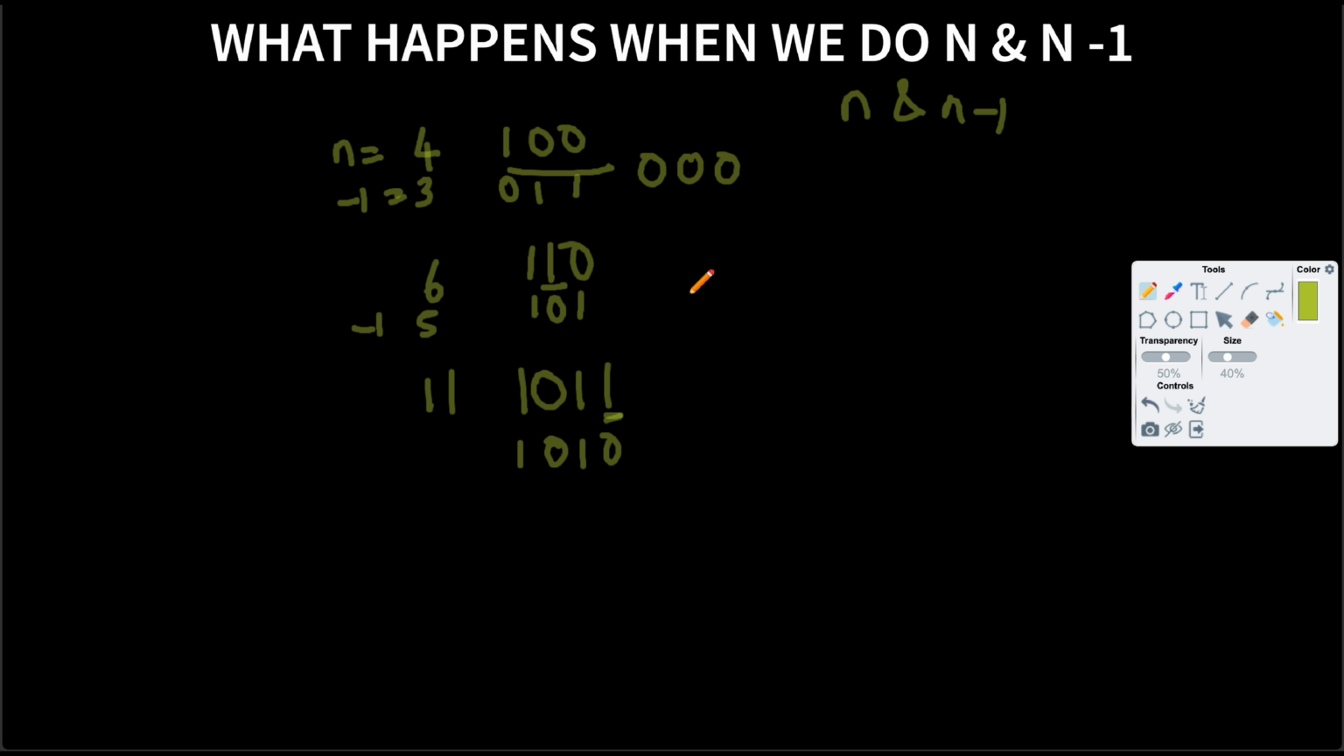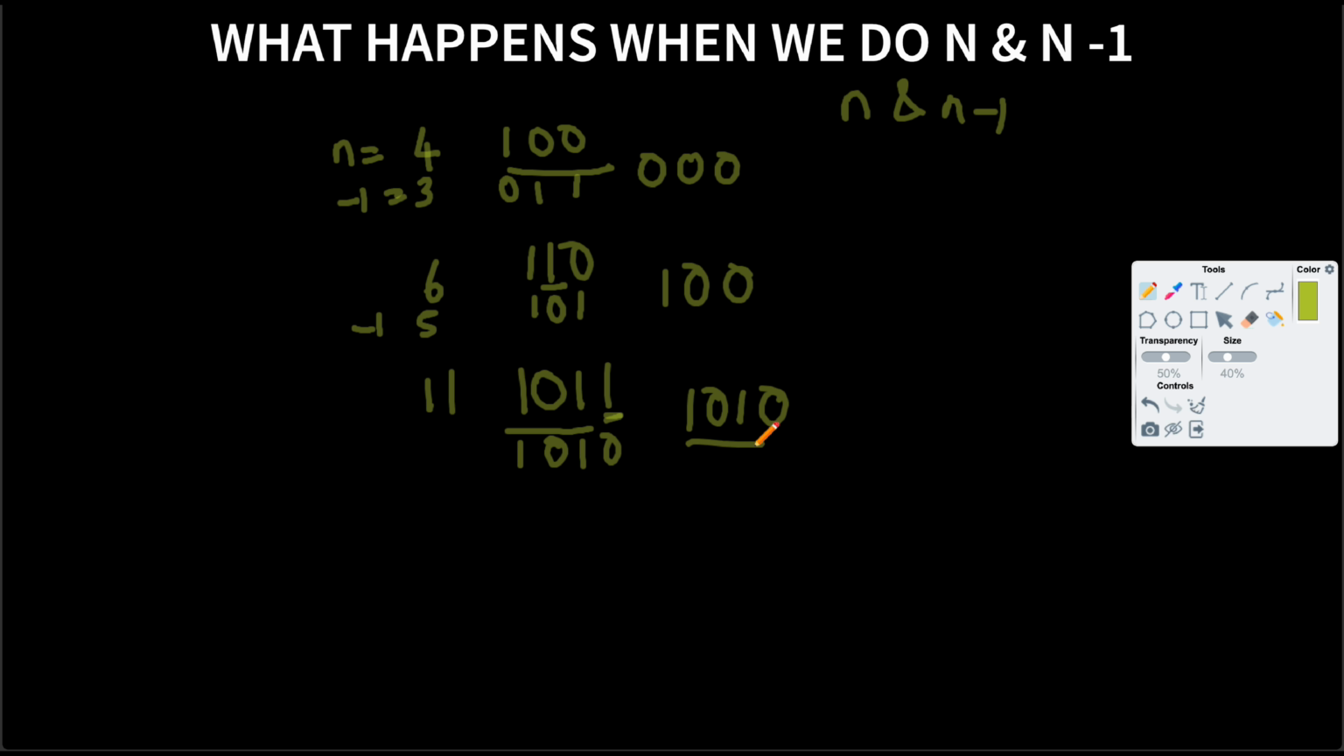Similarly, for 6 and 5, we will get 0 and 1 is 0, 1 and 0 is again 0, and 1 and 1 is 1. So only the rightmost set bit has flipped, that is, it has become 0. And now let's look at the next example. Let's do 11 and 10. So here 1 and 0 will become 0, 1 and 1 is 1, and 0 and 0 is 0 again, and 1 and 1 is 1 again. So here again we see only the rightmost set bit has become 0. All the remaining bits on the left of it are the same.